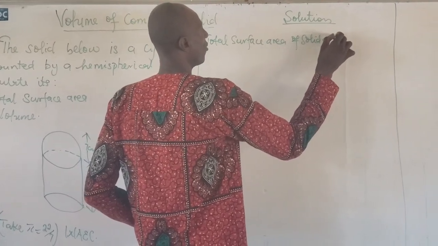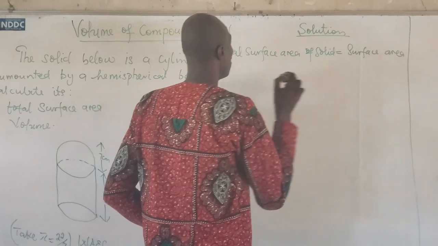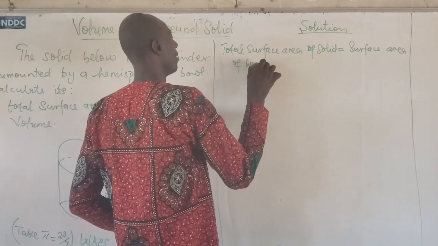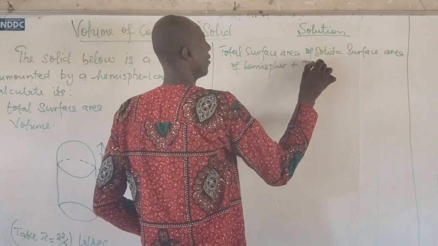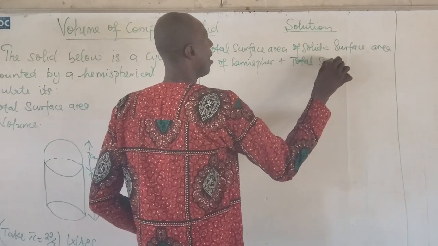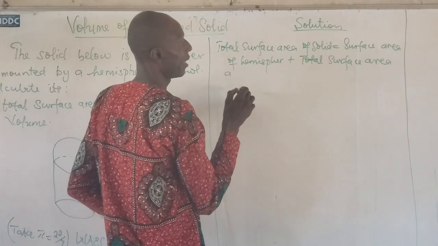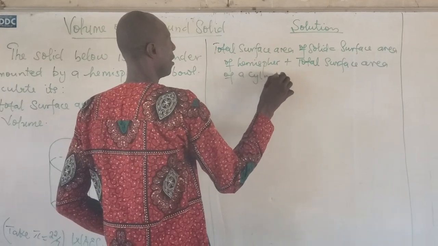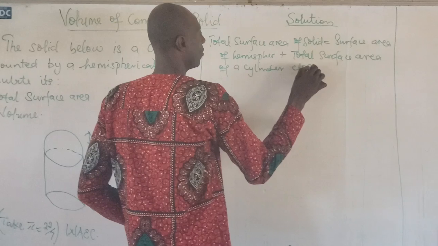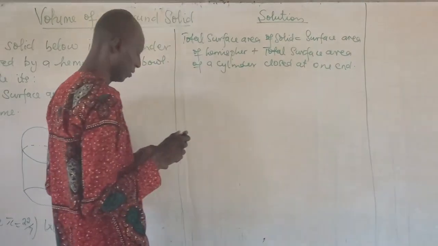is equal to surface area of hemisphere plus total surface area of a cylinder closed at one end. You can see closed at one end. You can equally say open at one end.